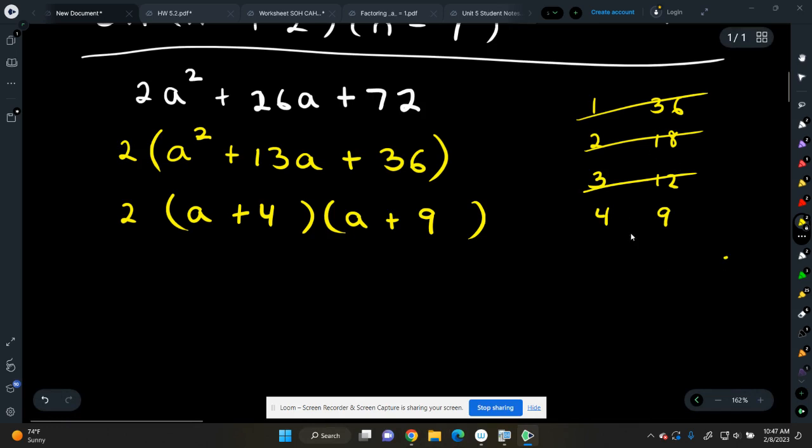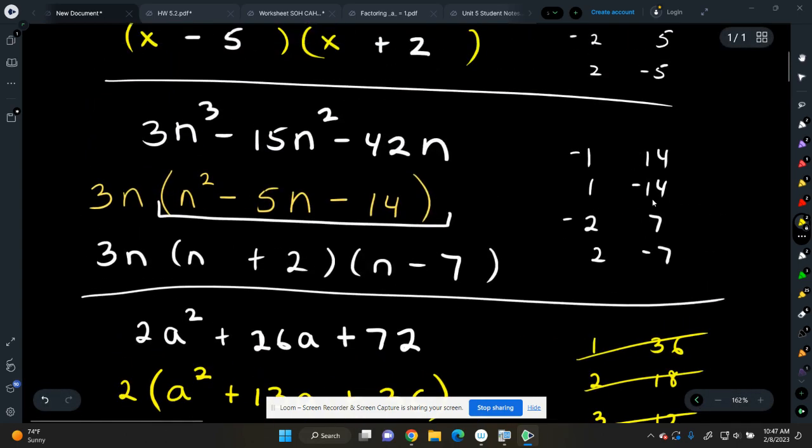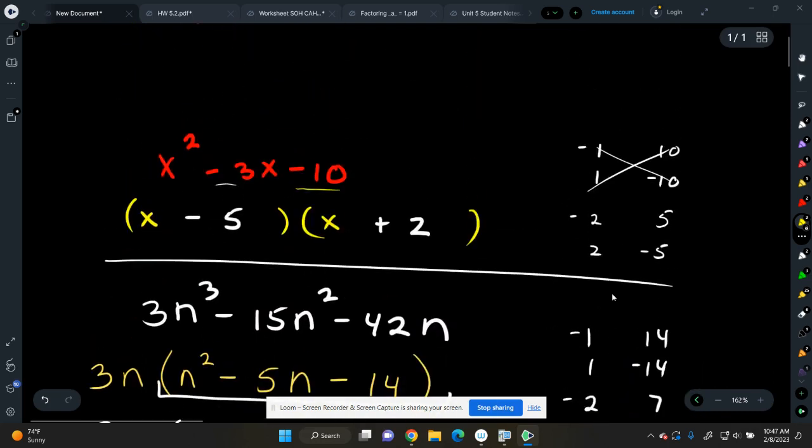List your factors like this. Don't just stare at it and try to think of it. After a while, you'll get better at it. And those of you that are better with your math facts, like you know your multiplication tables better, you're going to be quicker, okay? But if you're not, list them out just like we've been doing here, okay? And then you can see which ones work.